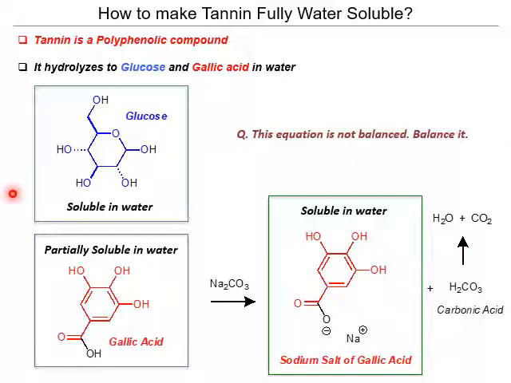But see, the problem is that gallic acid is not soluble in water. It's only partially soluble. So by adding a base such as sodium carbonate, you can convert this gallic acid into its sodium salt. If you read the book, which I advise, they use, for example, calcium, so they make the calcium salt. And you generate carbonic acid, which then decomposes into water and carbon dioxide.